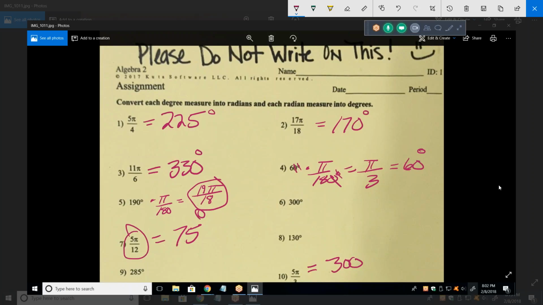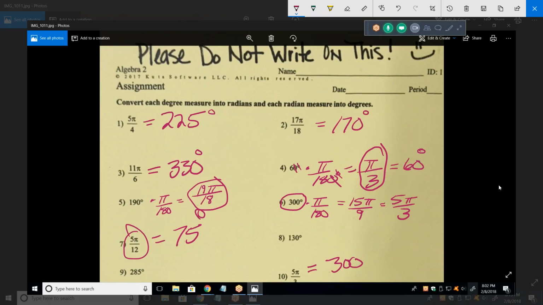About 300. 300 times pi over 180 gives 15 pi over 9. Okay, that can be simplified. So then 5 pi over 3. Now notice that if I thought of that as being 5 60-degree angles, and I know 60 degrees is pi over 3, so that would have to be 5 pi over 3.